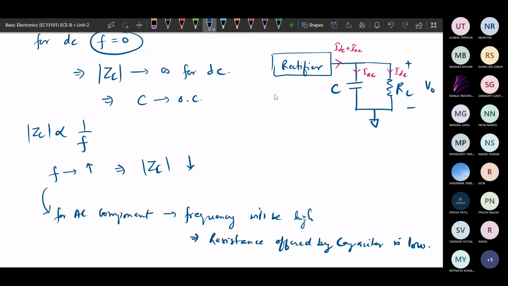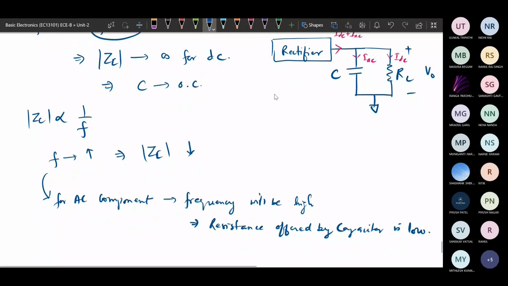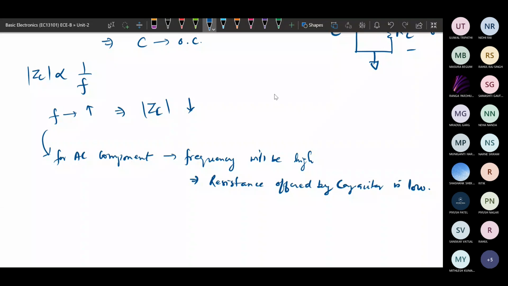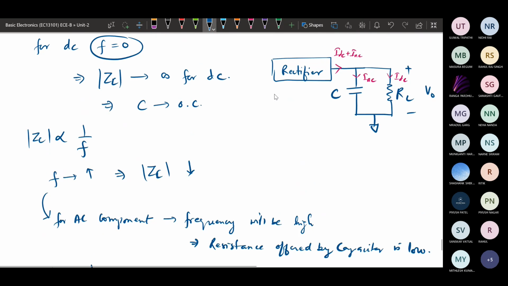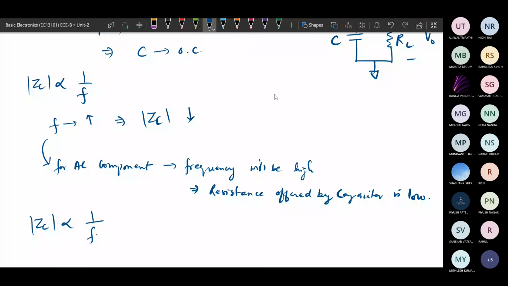The AC component will be passing through the capacitor, and the DC component will be passing through the other path. The capacitor has an impedance, which is inversely proportional to frequency as well as capacitance. If capacitance is high or the frequency is high, then the resistance offered will be minimum, so the AC component will pass through it.